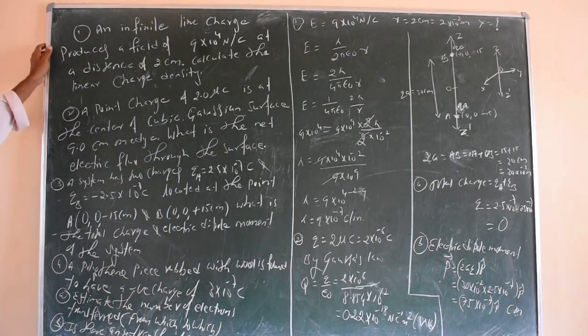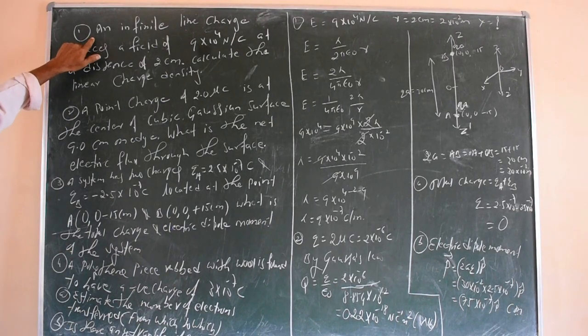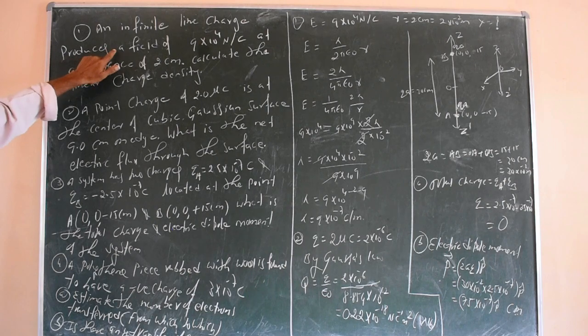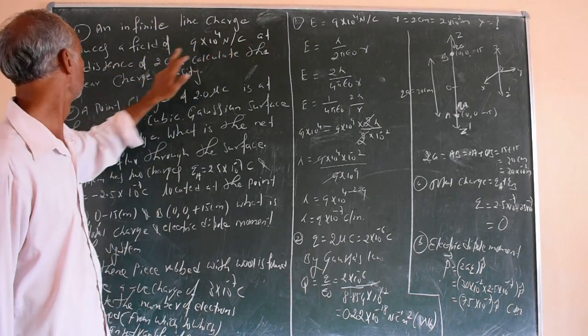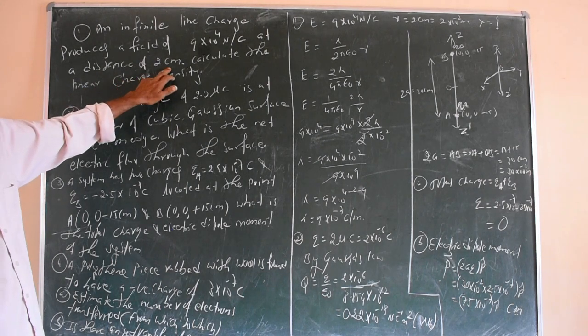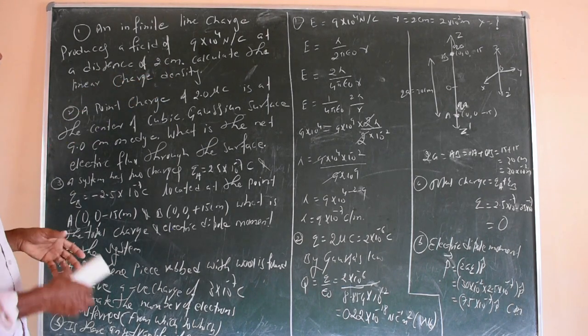A last set of problems on electric field. An infinite line charge, meaning a line conductor, produces a field of 9 into 10 raised to 4 newtons per coulomb at a distance of 2 centimeter. Calculate the linear charge density.